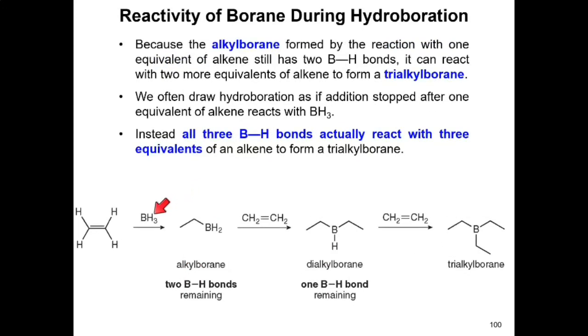So when you look at the chemical formula and chemical structure of borane, you can see that this molecule contains 3 boron to hydrogen bonds, which means that a single molecule of borane can react with 3 alkene equivalents. So the first reaction yields an alkylborane, the second reaction yields a dialkylborane, and then the third reaction yields a trialkylborane. And so we often draw hydroboration as if the addition stopped after only one equivalent of alkene reacts with one borane molecule. But in reality, what we get is a trialkylborane, in which the boron atom is bonded to 3 carbon atoms to form the trialkylborane molecule.